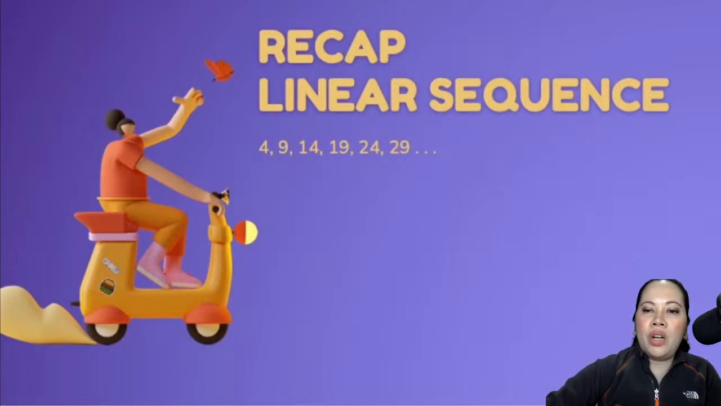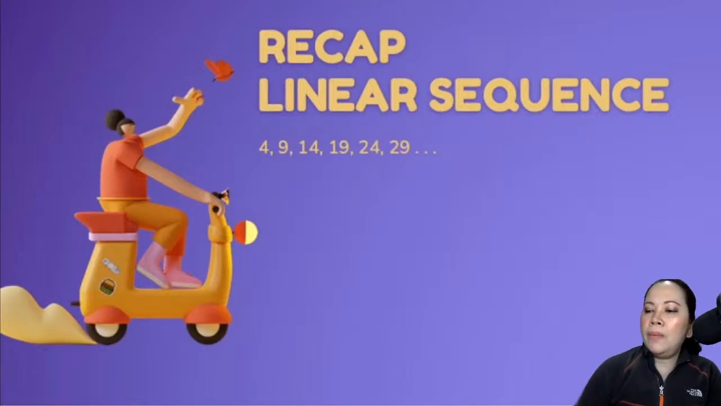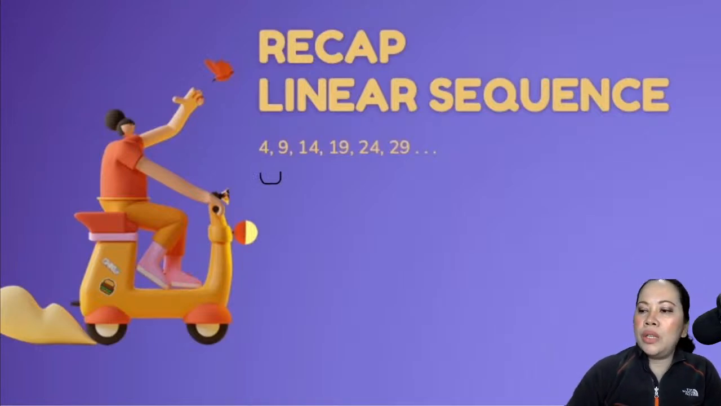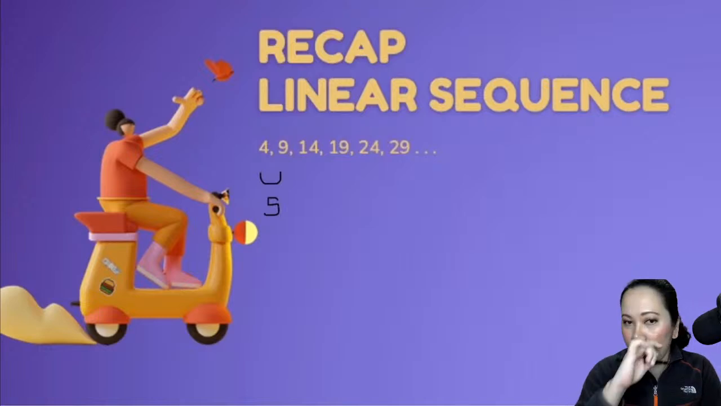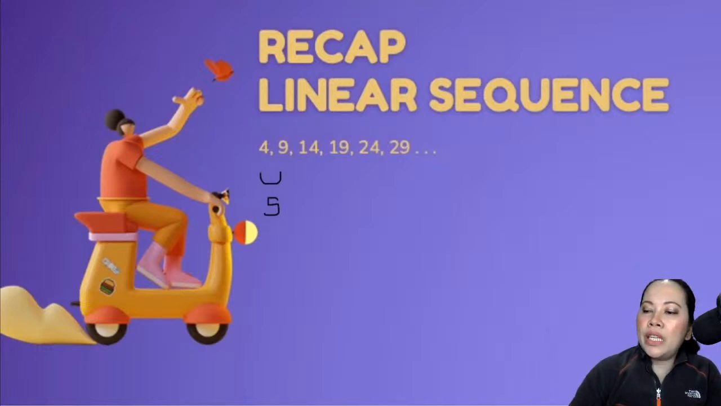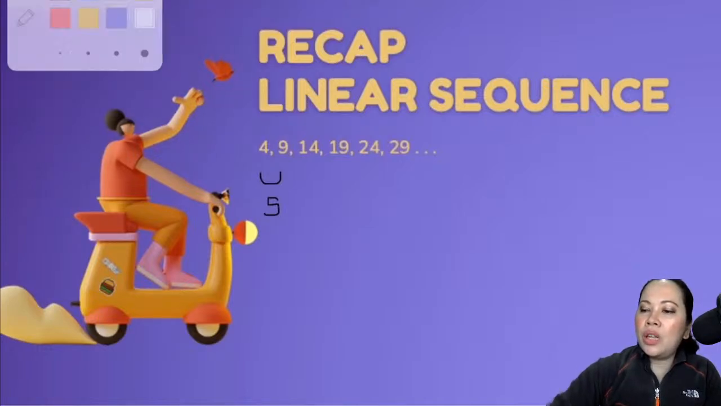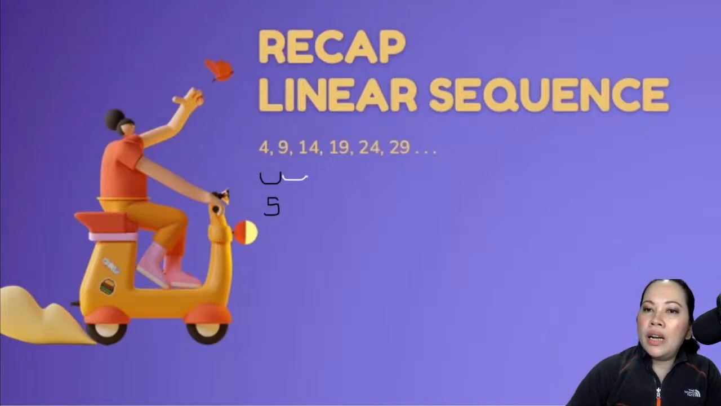So for example, the one that I have on the screen: 4 and 9. 9 minus 4 gives you 5, and then 14. Let me just change the color. 14 minus 9 is 5, 19 minus 14 is 5, and so on. So the common difference is 5.